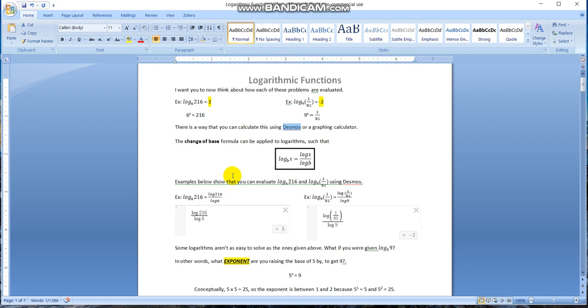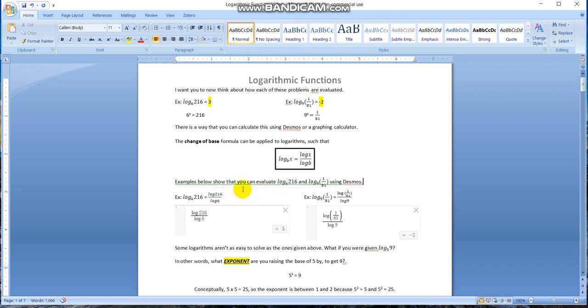One of the formulas that I want to show you is the change of base formula, which can be applied to logarithms. If you see some expression like log base b of x, it equals log of x divided by log of b. So if we took that first example, log base 6 of 216 is the same thing as log of 216 divided by log of 6. In this case, x is 216 and b is 6.